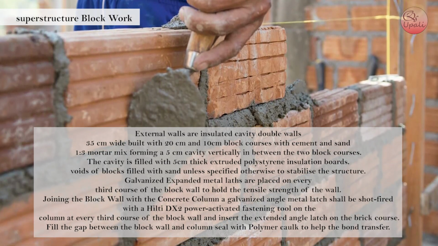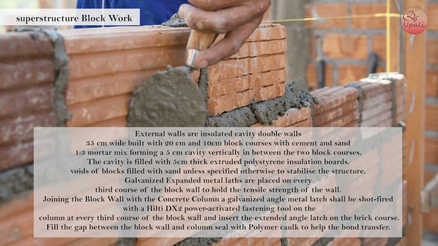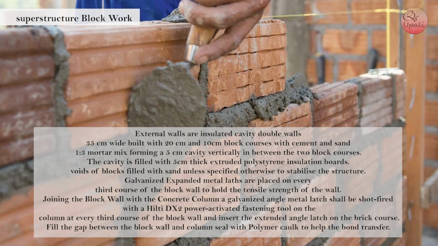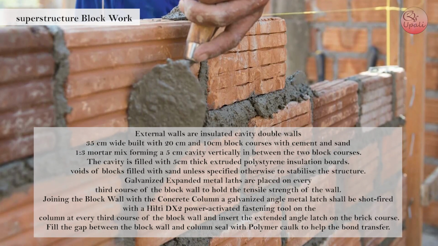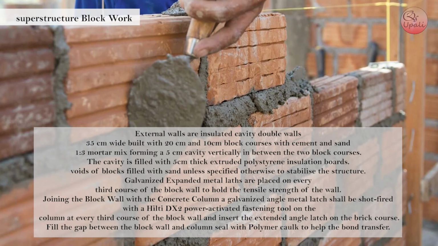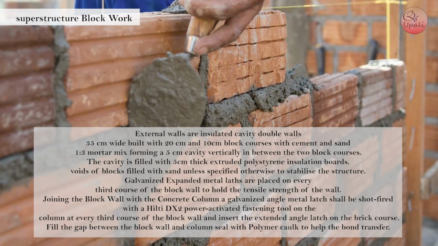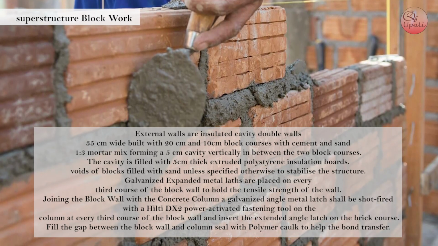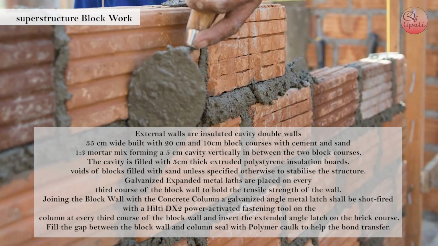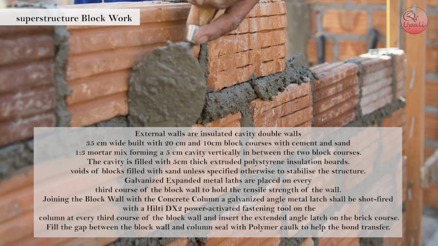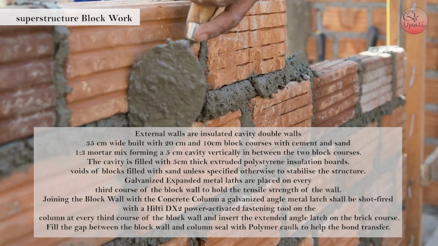Joining the block wall with the concrete column, a galvanized angled metal lath shall be shot fired with a Hilti DX2 power activated fastening tool on the column at every third course of the block wall, and the extended angle lath is inserted on the brick course. Fill the gap between the block wall and column and seal with polymer cork to help the bond transfer.